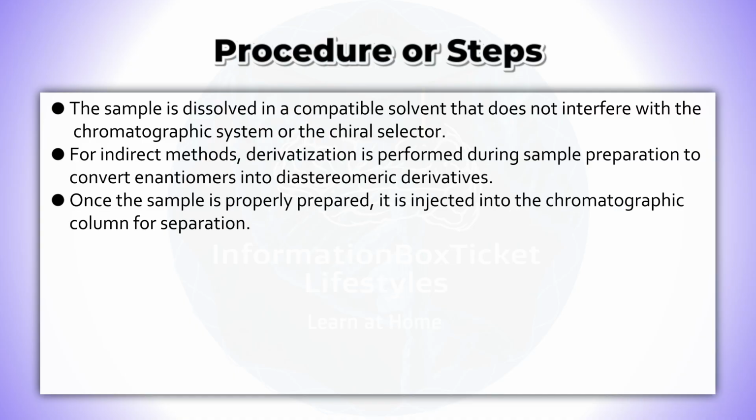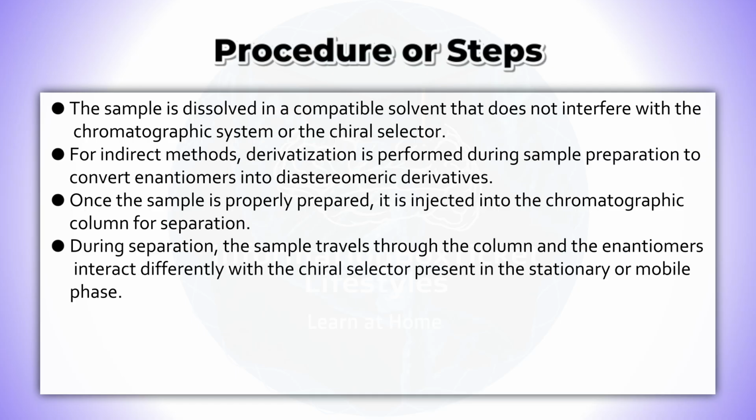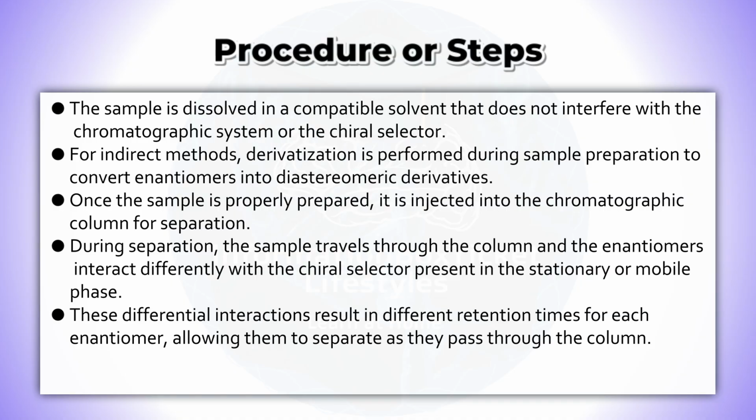Once the sample is properly prepared, it is injected into the chromatographic column for separation. During separation, the sample travels through the column, and the enantiomers interact differently with the chiral selector present in the stationary or mobile phase. These differential interactions result in different retention times for each enantiomer, allowing them to separate as they pass through the column.